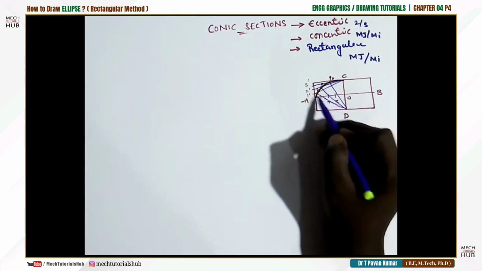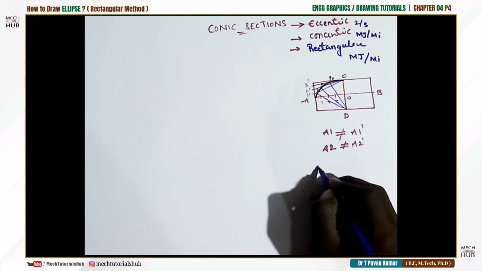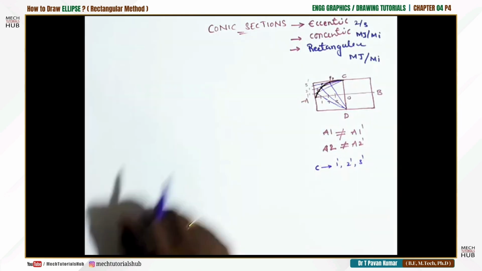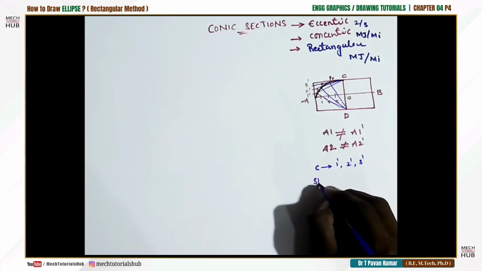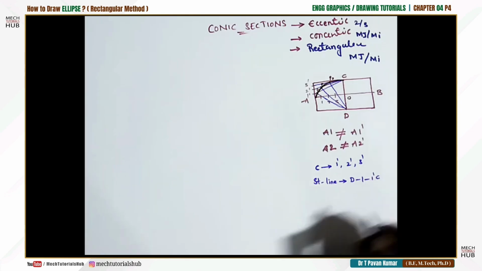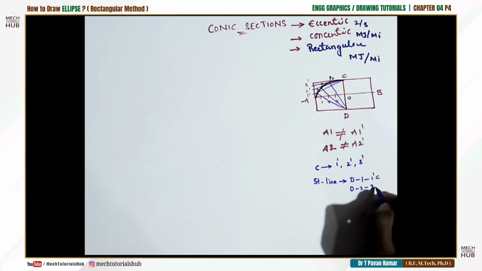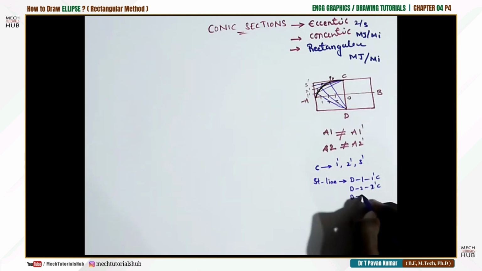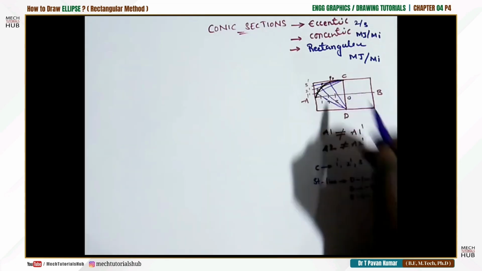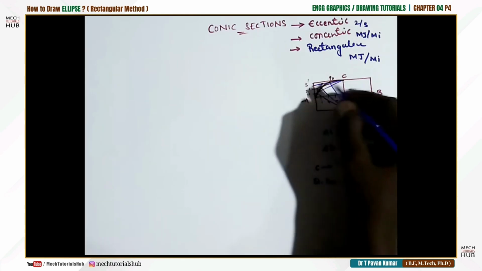Have a look. Before that, you need to connect C with 1 prime, 2 prime, 3 prime. Similarly, you need to draw straight lines passing through D, 1 and the 1 prime C line, D, 2 and the 2 prime C line, and D, 3 and the 3 prime C line. Already you have 3 lines, no? One is 1 prime C, 2 prime C, 3 prime C. You will get the points P1, P2, P3 over it.